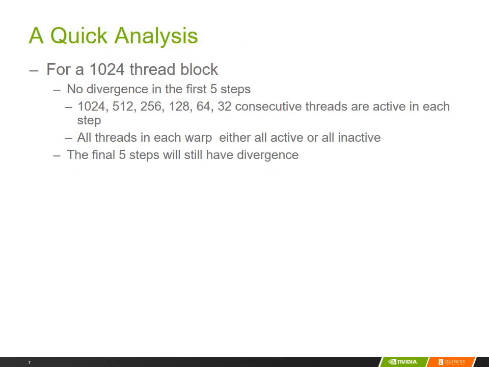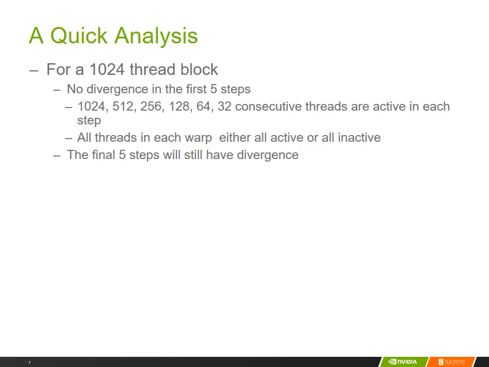If we analyze the execution behavior of the revised kernel, let's say for a thread block with 1024 threads, there will be no divergence in the first steps. We're going to have 1024, 512, 256, down to 32 consecutive threads active in each step. So all we'll be doing in these steps is turning off entire warps. And so any remaining warps that are executing will be going at full capacity, and all the threads will be active.